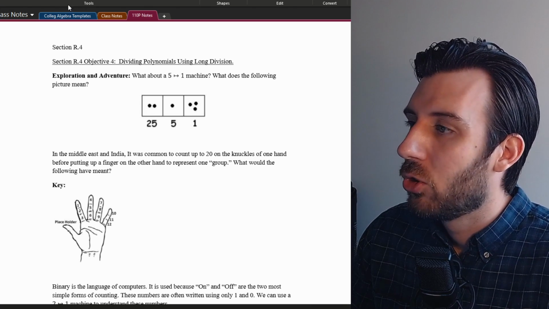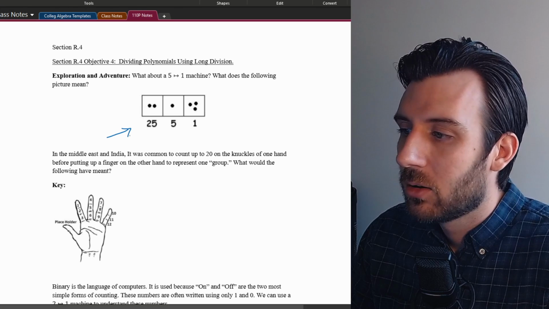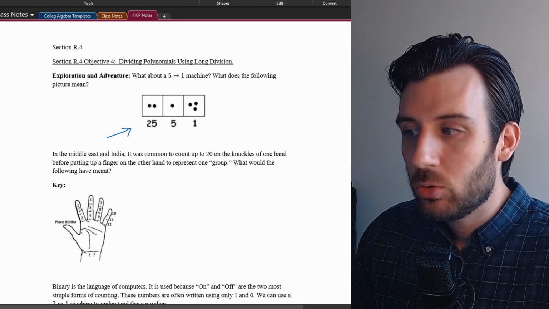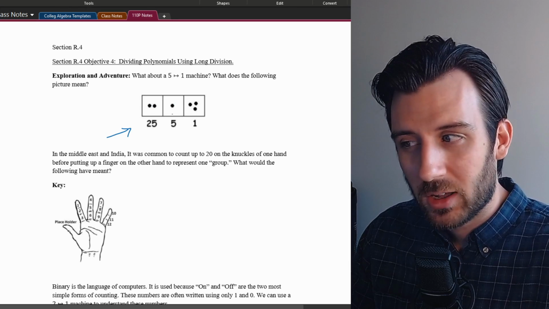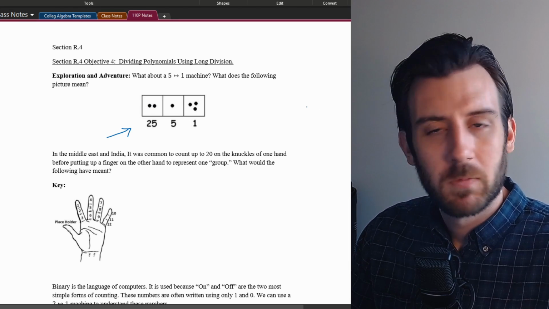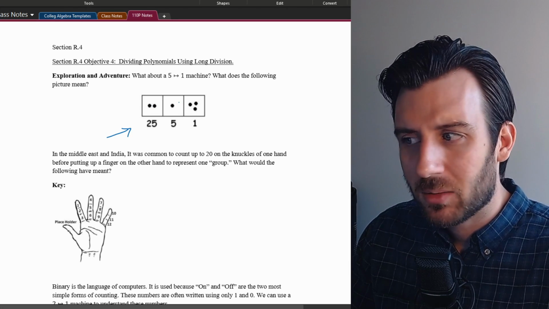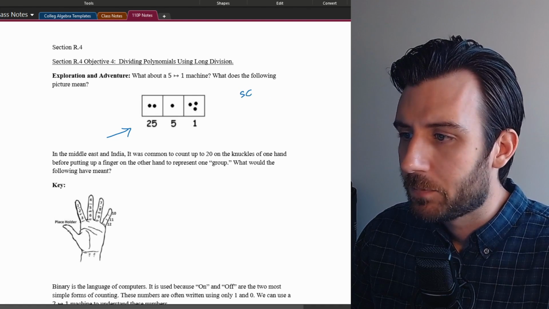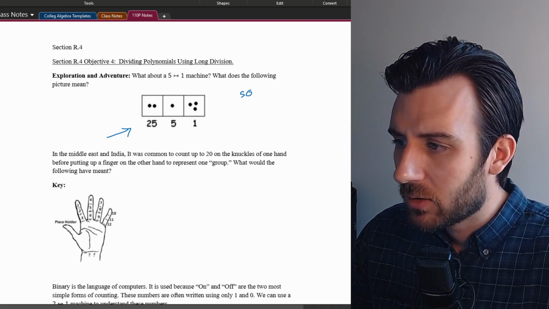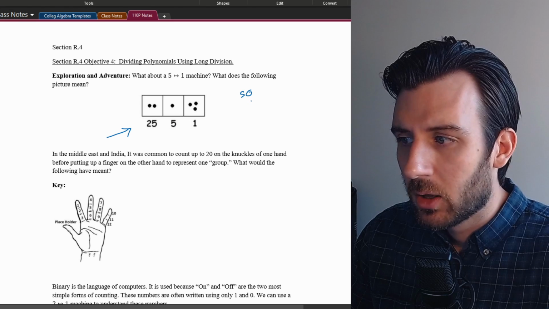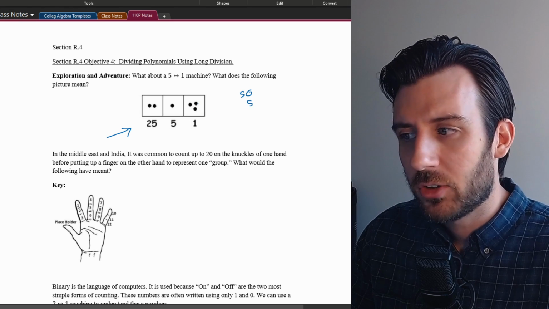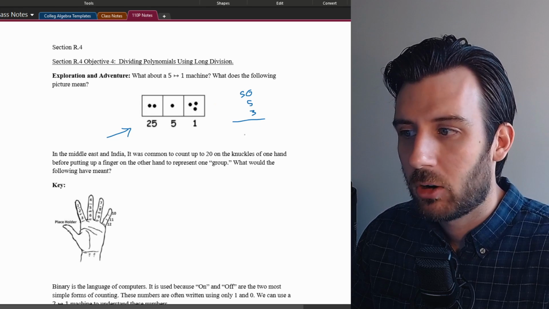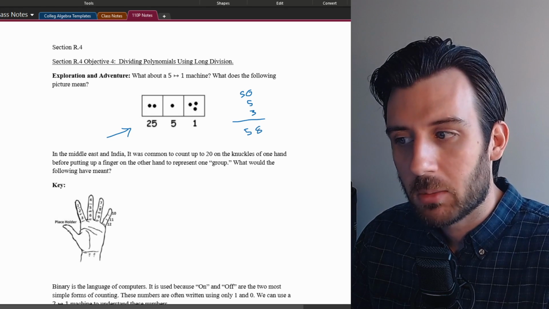If I look at what this machine is currently showing me, it looks like I have 2 dots in the 25 box, 1 dot in the 5, and 3 dots in the 1. We're just playing around with an example here, but what would that be? Well, 2 of these 25s would be 50. I have 1 dot in the 5, that would be 5, and then 3 dots in the 1, that would be 3. So in total, this machine is currently displaying the number 58.